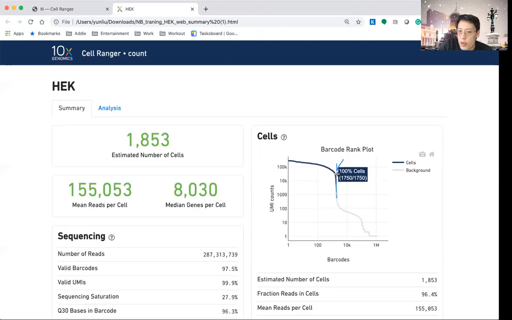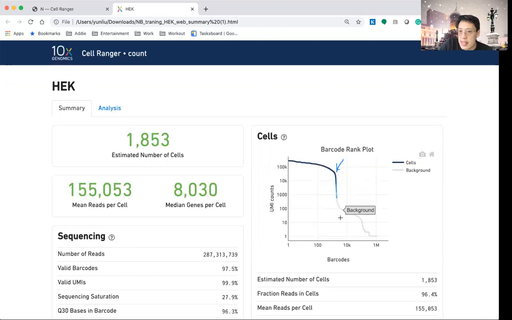So if we move to here, there are about a few thousand barcodes where the number of reads goes beyond it. Maybe here it is like 20 or 30,000. So this is the number that is showing here.